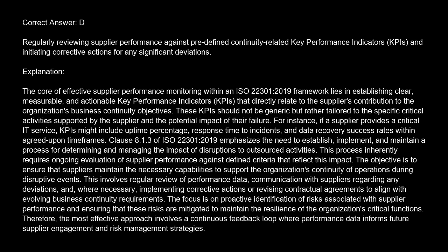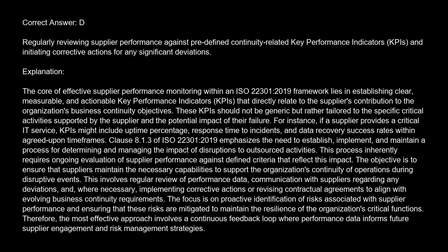Explanation: the core of effective supplier performance monitoring within an ISO 22301-2019 framework lies in establishing clear, measurable, and actionable key performance indicators, KPI, that directly relate to the supplier's contribution to the organization's business continuity objectives. These KPIs should not be generic, but rather tailored to the specific critical activities supported by the supplier and the potential impact of their failure. For instance, if a supplier provides a critical IT service, KPIs might include uptime percentage, response time to incidents, and data recovery success rates within agreed-upon timeframes.